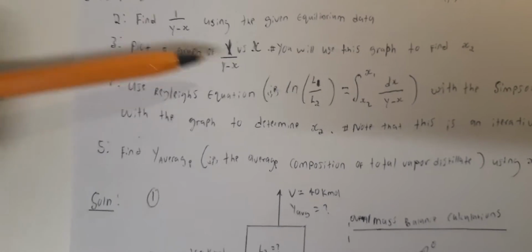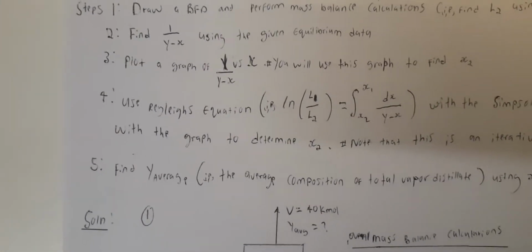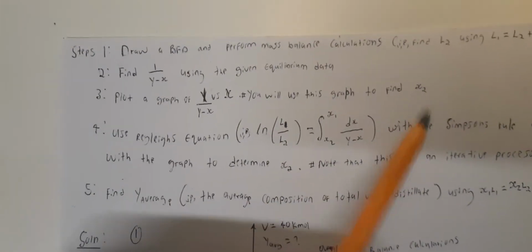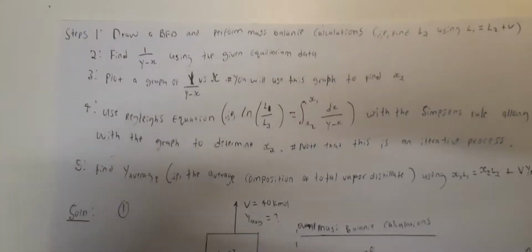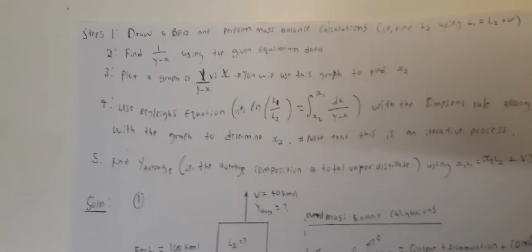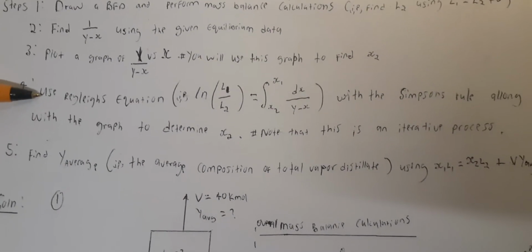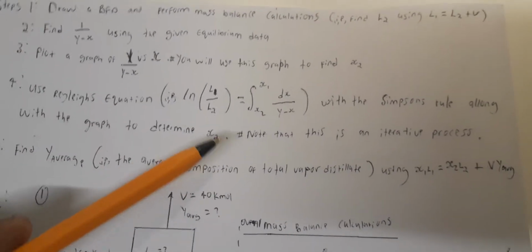And then the third step is to plot this 1 over y minus x versus x on your graph, whereby now you'll find the area under the graph to determine your x2. You'll see later on when we continue solving the problem. So step 4, we're gonna use Rayleigh's equation, the Simpson's rule, and the graph to determine x2.